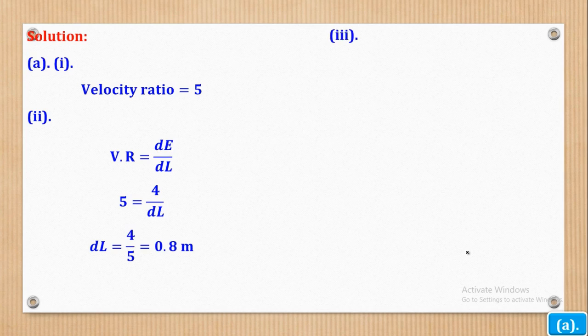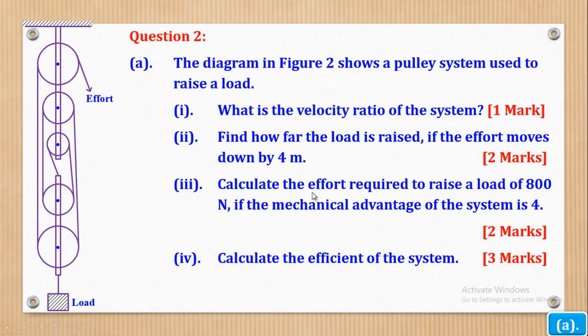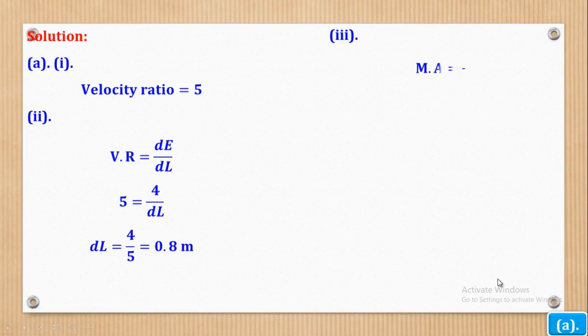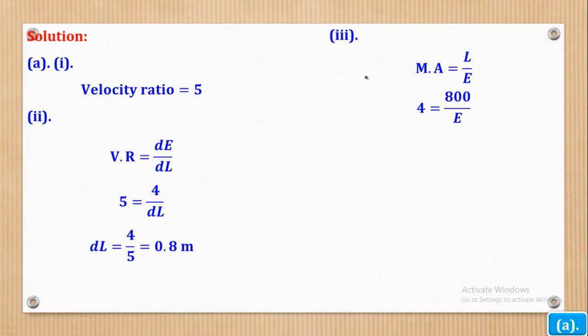Now we shall go to Roman 3. Roman 3 says, calculate the effort required to raise a load of 800 newtons if the mechanical advantage of the system is 4. So mechanical advantage has no units. So we have a mechanical advantage and we have the load, so we shall say that mechanical advantage is equal to load over effort. So I have the load, I have the mechanical advantage. I'll substitute. Then I'll make E the subject. So when I make E the subject, it will be 800 over 4, which gives you 200 newtons. So that was Roman 3.